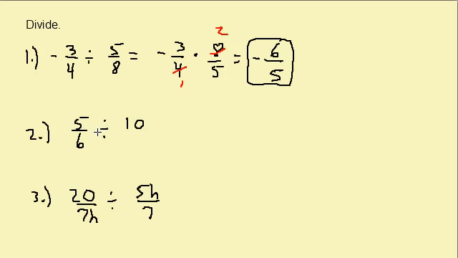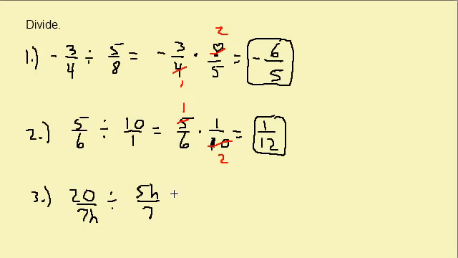Alright, let's take a look at number 2. Remember, before, we're going to write this over 1 like we did earlier when we were multiplying. So let's change this to a multiplication problem. So we have 5 over 6 times the reciprocal of 10 over 1, which is 1/10. Now 5 and 10 have a common factor. 5 goes into 5 one time, 5 goes into 10 2 times. So we have 1 times 1 is 1, 6 times 2 is 12.